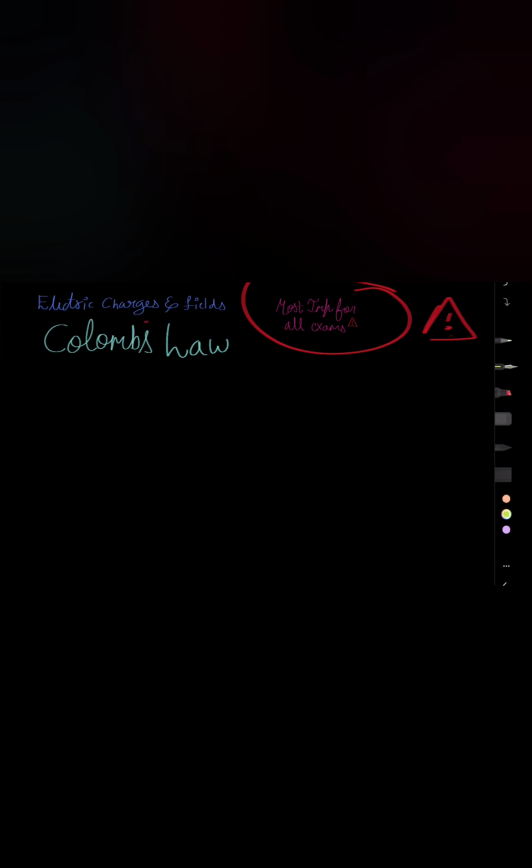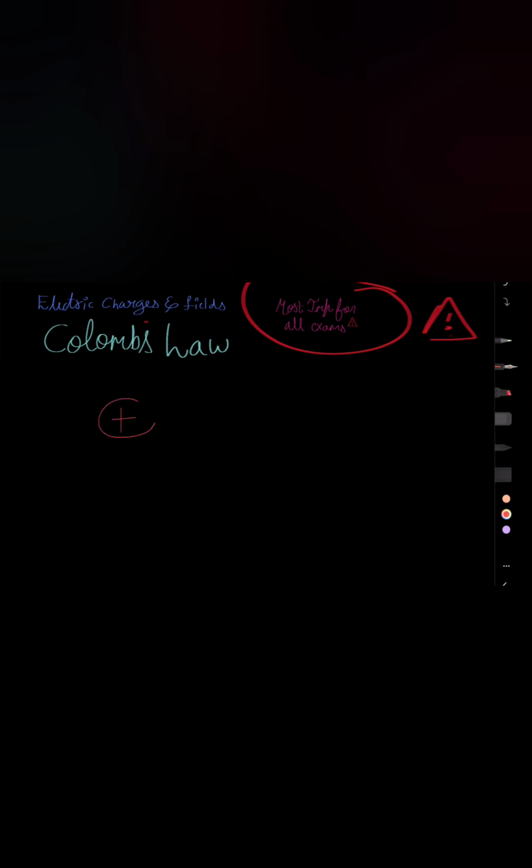Coulomb's law states that the repulsive force between two charges is directly proportional to the product of the charges and inversely proportional to the square of the distance between them. What does it mean? We will see.